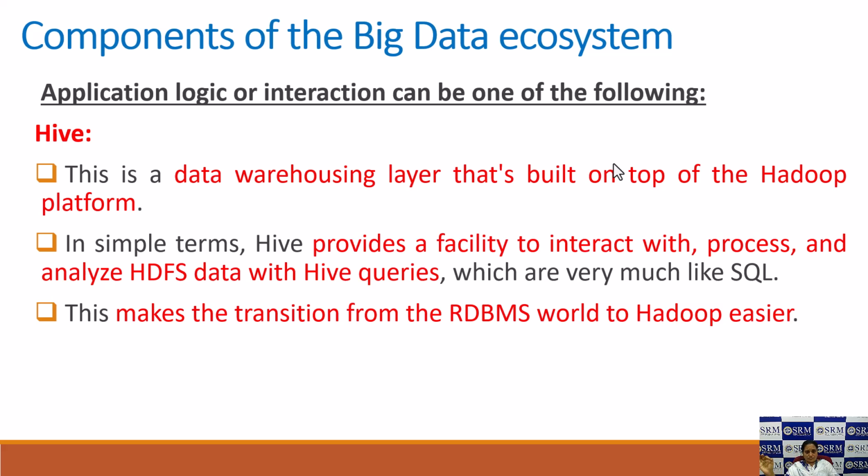Hive means data warehouse. That's what we have to remember. So this makes the transition from the RDBMS world to Hadoop. So no more RDBMS is used, no more SQL database is used, only Cassandra is used, right? And that is basically used for your data, because no query, no SQL will be used.